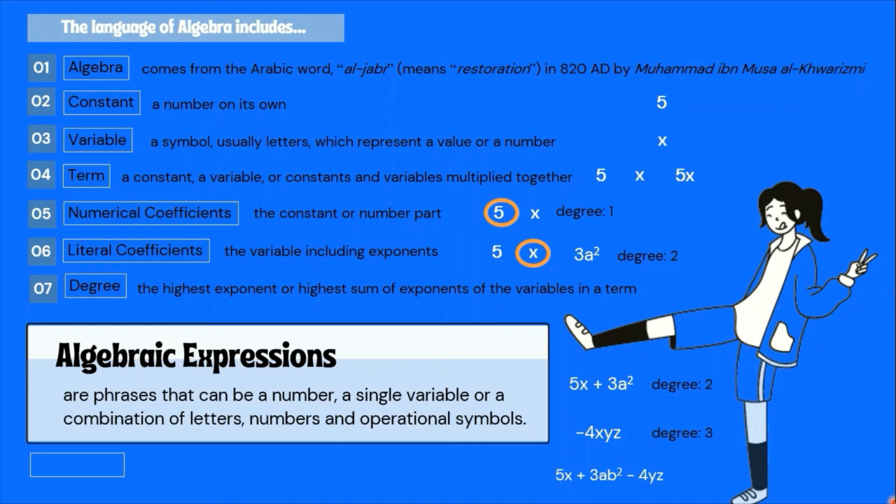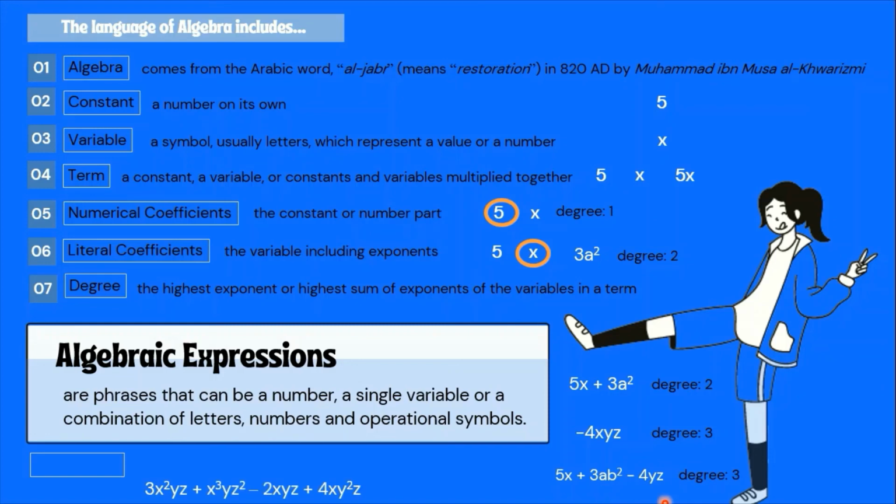Kunin natin ang degree nitong expression na ito. 5x, ang degree niya ay 1. 3ab squared, ang degree nito ay 3. Nakuha ang 3 sa 2 plus 1, invisible 1 ang a. So 1 plus 2 ay 3. Dito naman sa 4yz, ang exponent nitong y ay 1 at ang z ay 1 din. So 1 plus 1 is 2. 1, 3, and 2. Among these 3, ang pinakamataas na degree ay 3. Kaya ang degree niya ay 3.